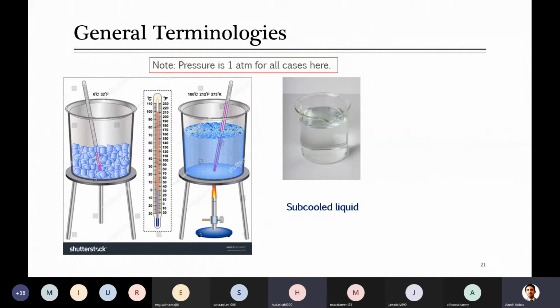100 degrees C. So if water is available at a temperature less than 100 degrees C, and my surrounding pressure is 1 atm, then we call it subcooled liquid. So now, guys, water boils at 100, even if it is available at 99. So is it subcooled or not?